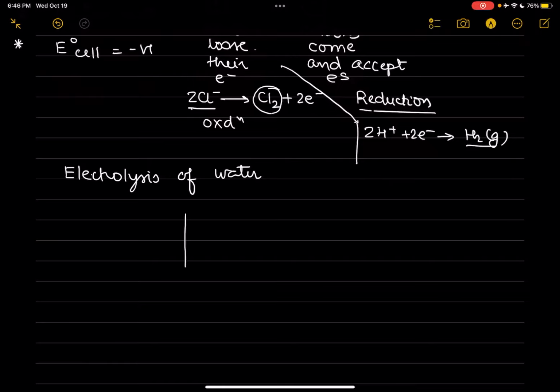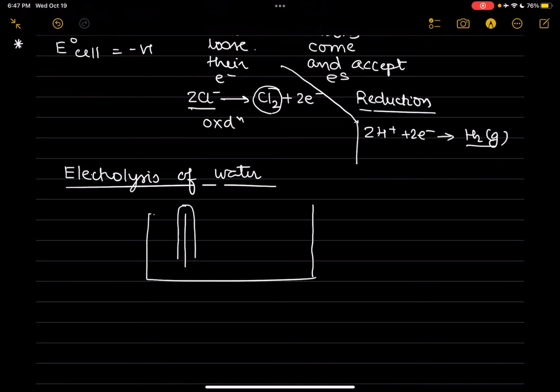Sir, I had this one doubt. How do we know, from the reaction, which one is the anode and which one is the cathode? Actually, if you are breaking down a substance, for the anode you will take positive and for the cathode you will take negative, right?